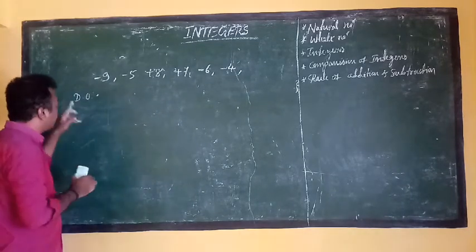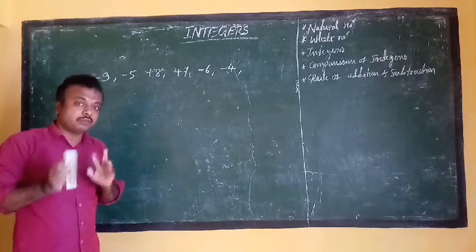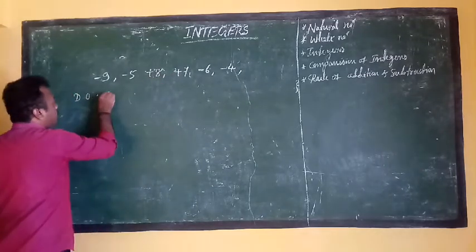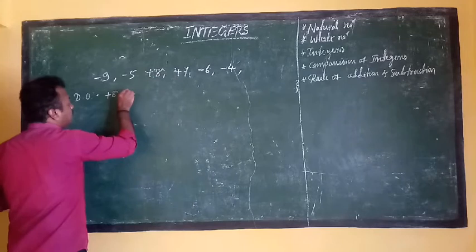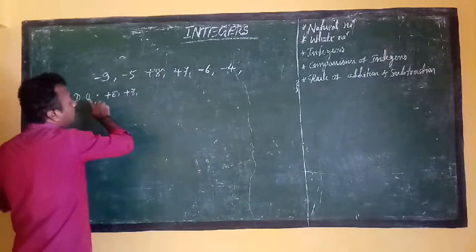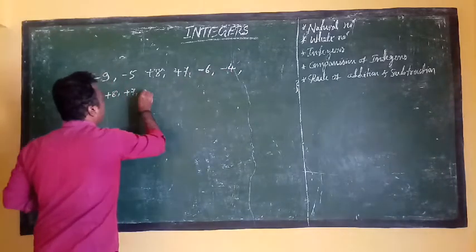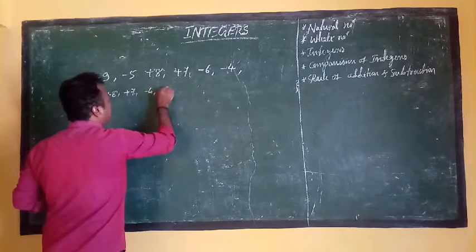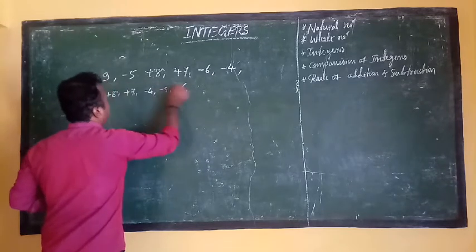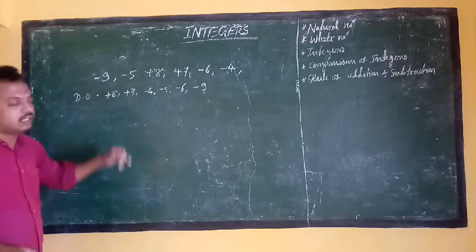If I write the descending order, you have to go to the positive integers first, because positive is bigger. So in that, both two positive integers are there. Which is the greatest? +8 is the greatest and +7 is the next. After +7, you should write -4 is greater. After that, -5 is the smallest, then -5 and -6 and -9. This -9 is the very smallest integer among these integers.